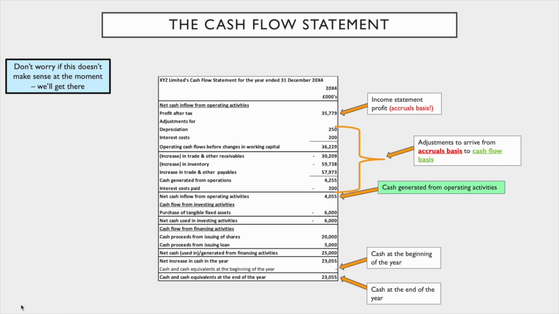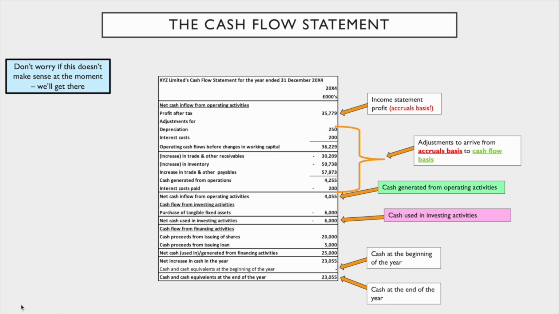But effectively, these adjustments take us from an accruals basis of accounting in terms of the income statement result to then what we can say is the cash generated from operating activities. So that's our first classification in the cash flow statement. The second classification of cash flow movements is then cash used in investing activities. So for example, purchase of tangible fixed assets is an example of investing in a business. So there was 6 million in this case spent on purchasing fixed assets.